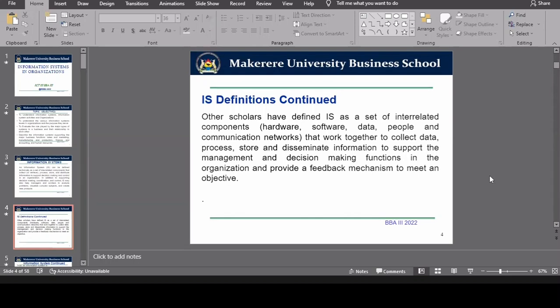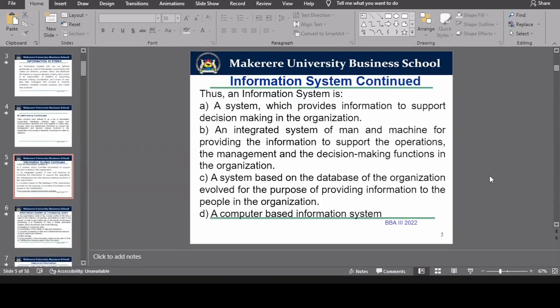And as the interrelated components work together, we are still looking at it from the perspective of data collection, data processing, storage, and dissemination of information. All of these are geared towards supporting the decision-making process in an organization. However, this one adds the aspect of feedback that helps the organization meet its objectives. Thus, an information system is a system which provides information to support decision-making in an organization.